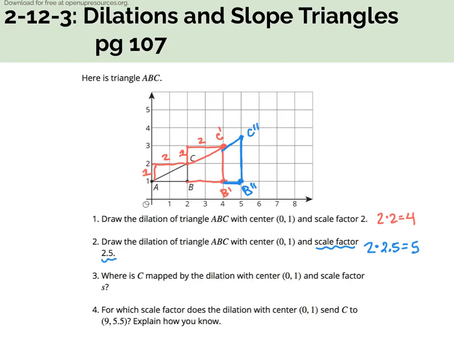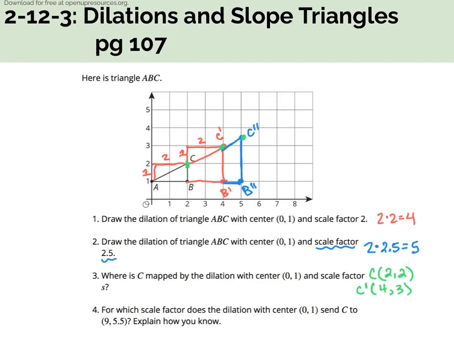So on number 3, it says, where is C mapped by the dilation with center (0, 1) and scale factor of S? So we're looking at that S. First of all, we're going to look at where C is, and then we're going to look at C prime, and then S, and then C double prime. So C is at (2, 2). And then how did we get to C prime? C prime was (4, 3).